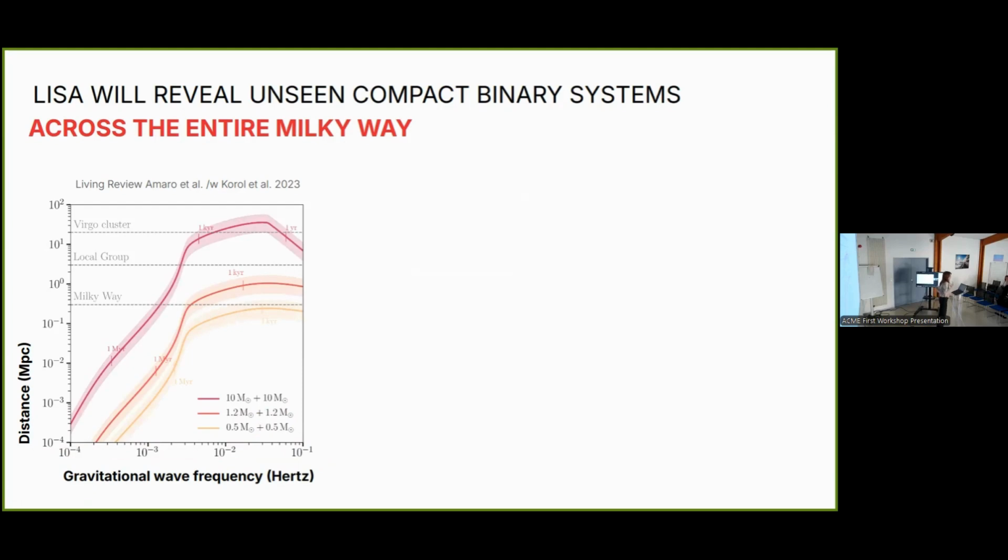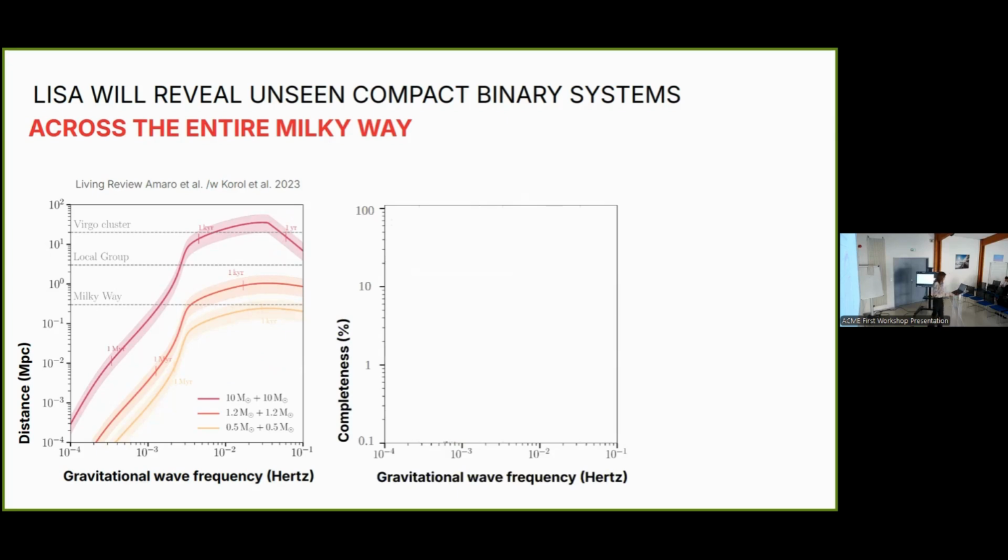And basically, the main idea that I wanted to show is that we can see these binaries everywhere, like to the edge of our galaxy that is over here at around 300 kiloparsec. If they are of a binary neutron star type, they are visible a bit further out through the local group, and binary black holes we can see as far as the Virgo cluster, and if they are even more massive than this, even further out.